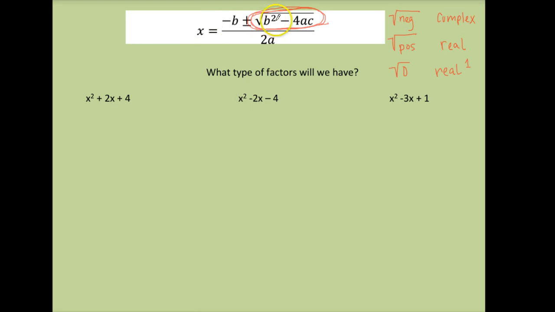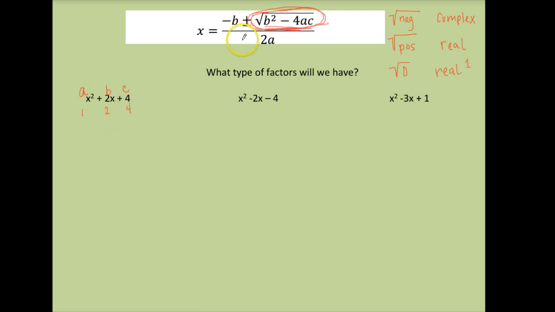Again, we're using the quadratic formula. So our a, again, is the number in front of x squared. Our b is the number in front of x. And our c is the constant on the end. So we have 1, 2, and 4. And we're just going to calculate the part under the square root.